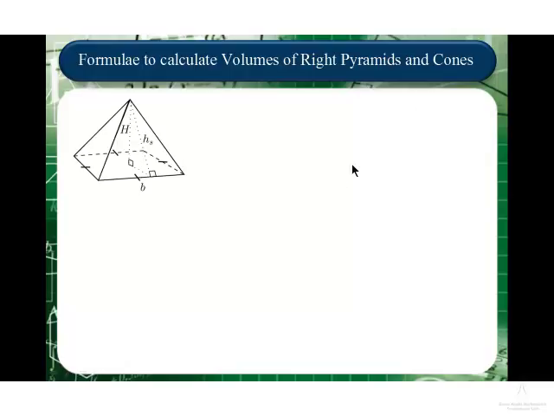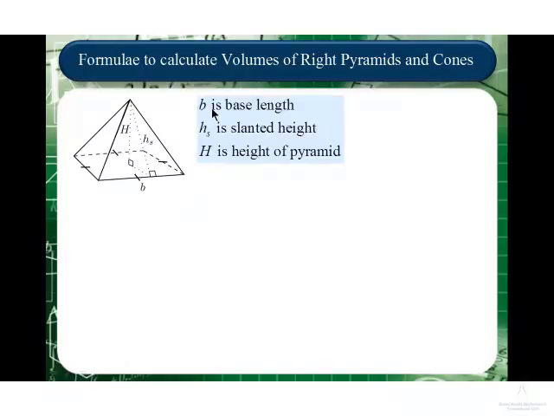As in the previous slide, we will start with a square pyramid with the parameters b, the base length, h sub s, the slanted height, and capital H, the height of the pyramid as before. In such a case, the volume of a square pyramid is given, remember, in general, it's a third of the area of the base times the height. So in this case, it will be a third times b squared times capital H.